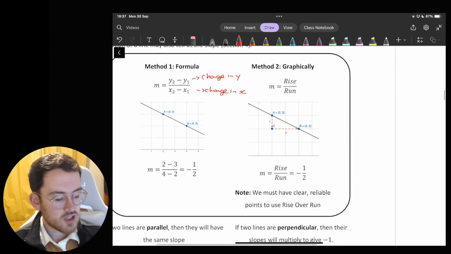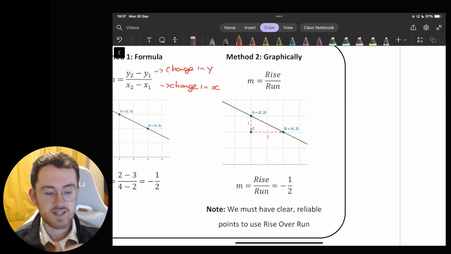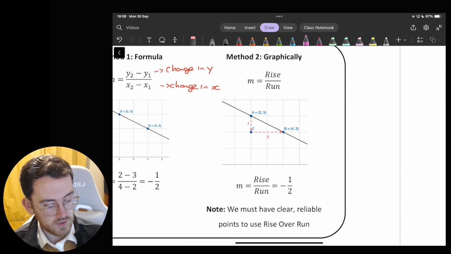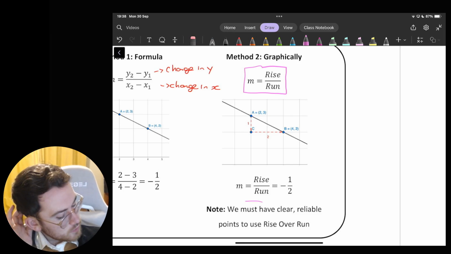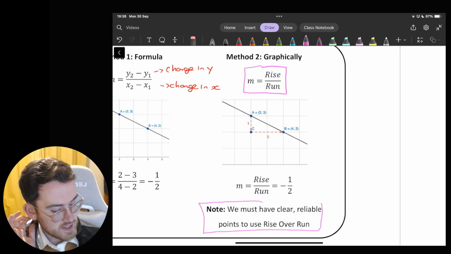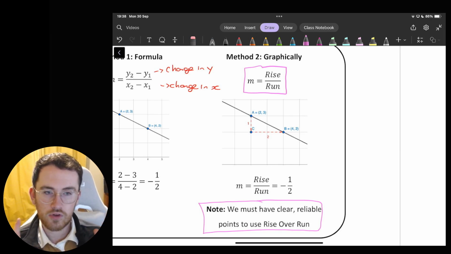The alternative method we have then is to use a graphical method. The way we have of remembering that is this here, rise over run. This is quite important. I've put a note at the bottom, which is also quite important, that we have to have clear, reliable points in order to use rise over run. So we have to be able to look at the points and know their value. We pick 2 points on the line that we can clearly see, and we work out how to move from one point to the next, always moving from left to right.